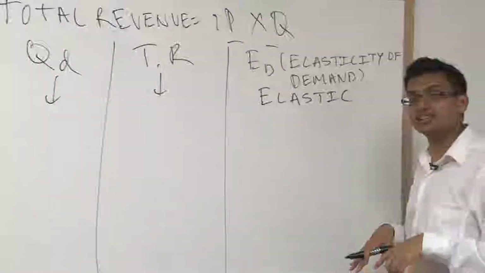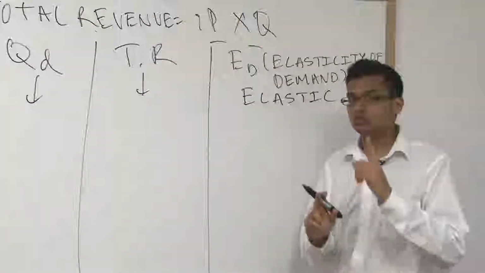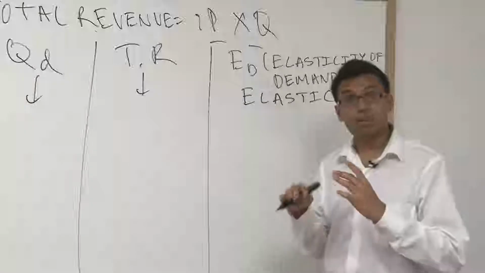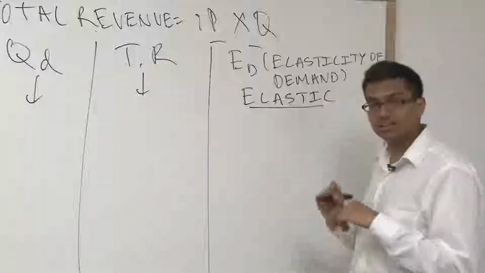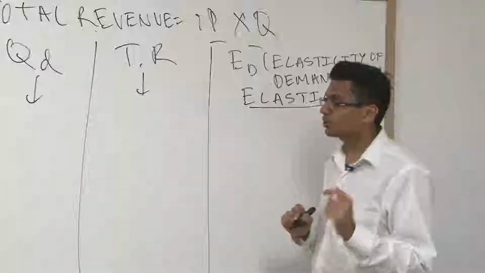Okay? It's elastic, right? So my price went up, quantity demanded goes down, my total revenue, the whole thing went down, so that means that this has to be elastic. Okay? What's my next example?